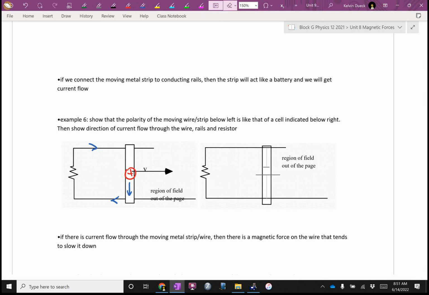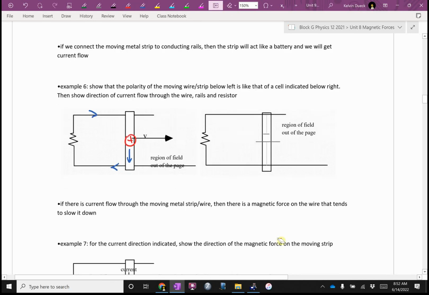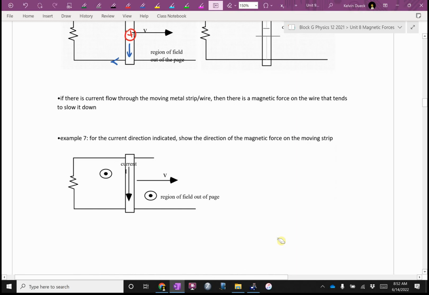Now, if current is flowing through the moving wire, then there's also going to be a magnetic force that slows things down. So as soon as you start to move it, not only are the positive charges moving to the right, but they're also moving down. See them? So point your thumbs down the page now. The magnetic field is still out of the page. Which way are your palms pointing? You're going to feel a force resisting you.